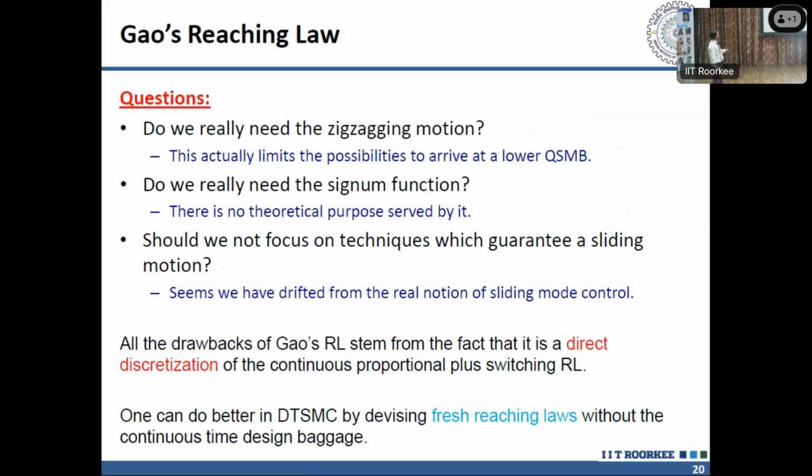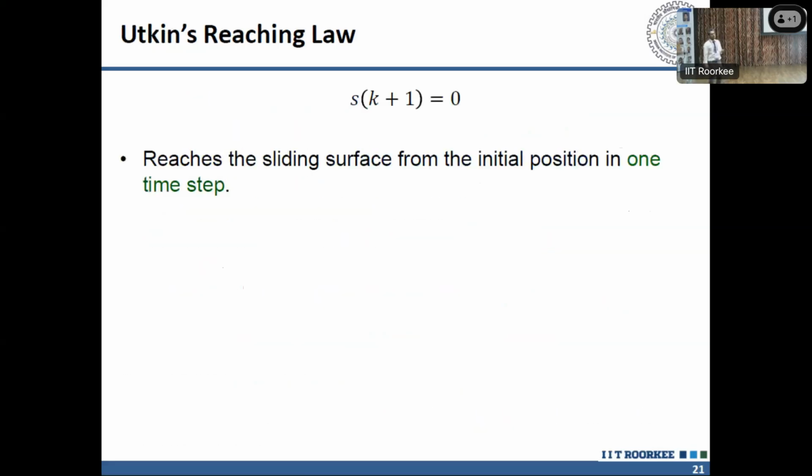So fresh reaching laws were devised without the continuous time design diagram. This is a reaching law which has no equivalent in continuous time, but it is a discrete time reaching law, which directly says that sk plus 1 equals 0. You directly make the next instant of the sliding variable sk 0. This is a proposition made by Roorkee, and it reaches the sliding surface from the initial position in one step. We may be able to do that.